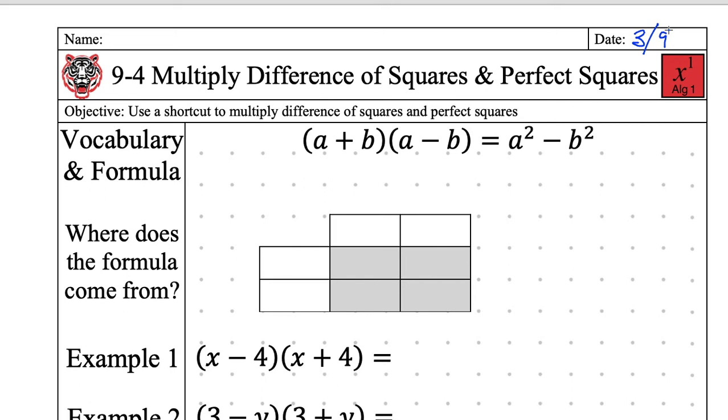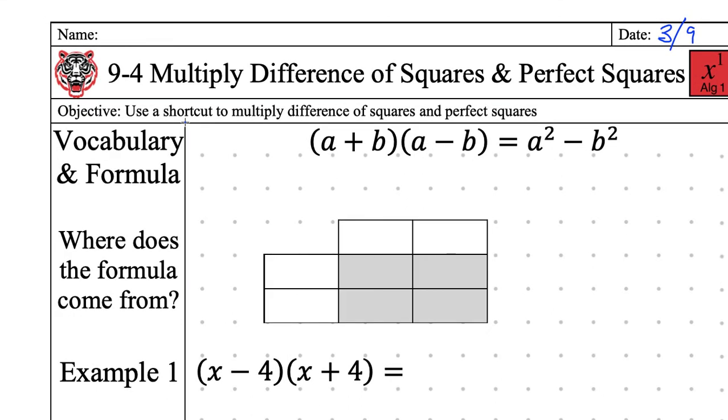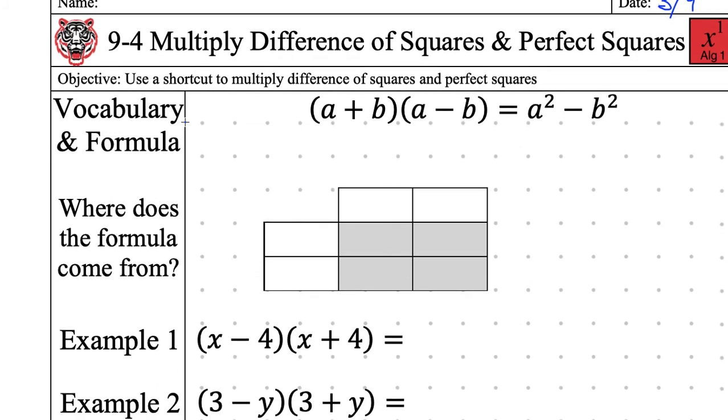So, our objective today is to, Larissa? Use a shortcut to multiply differences of squares and perfect squares. All right, so it's all about that shortcut today. Thank you. So first, some vocab. What do I even mean when I'm talking about a difference of squares or perfect squares? Let's start with the first part.